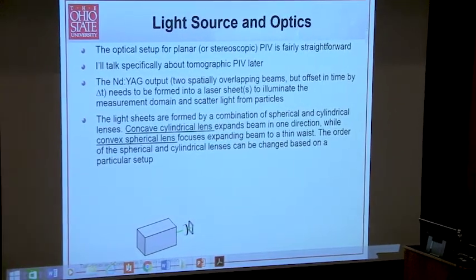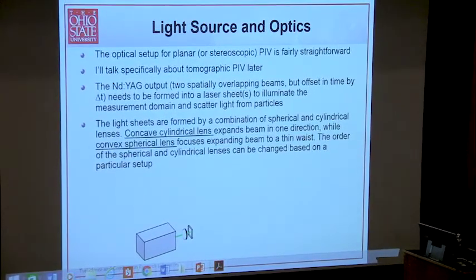Okay? So typically, there are several combinations of lenses you can use. The simplest to explain is a set of concave cylindrical lens and convex spherical lens. Really what happens is you have a beam. The cylindrical lens starts to expand the beam in one direction. It does not touch it in the other direction. And then when it goes through a spherical lens, it collimates the former expanding direction and focuses it into a waist. If you have it reversed, like that is shown here, this is the scenario for a diverging sheet.